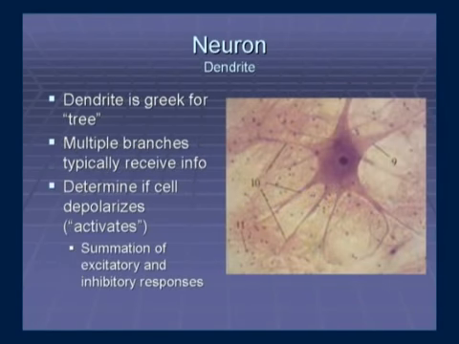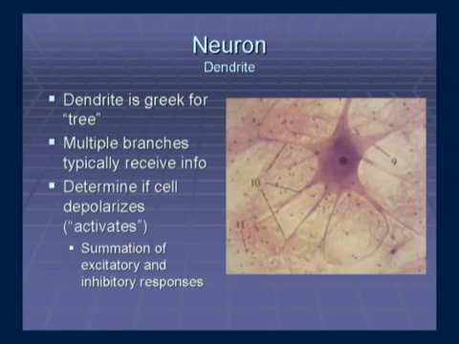The dendrites are kind of these branchy structures that come out of the cell body, and as it turns out, dendrite is Greek for tree. They generally receive information. They receive both excitatory and inhibitory information. They will ultimately help determine whether or not a cell depolarizes. Depolarization refers to whether or not a cell activates.